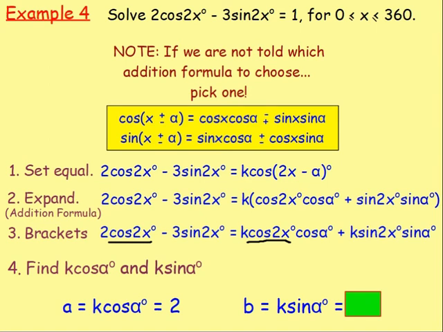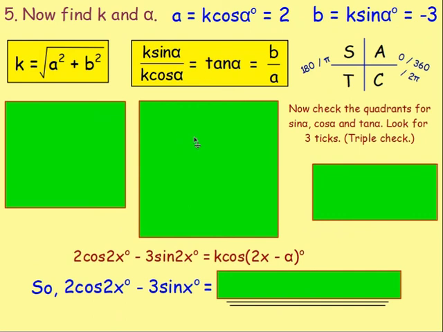Do the same thing with sin 2x. So sin 2x, the coefficient here is k sin alpha. The coefficient of sin 2x here is negative 3. Make sure you are taking that negative. From there, you know you have to find the values of k and alpha.